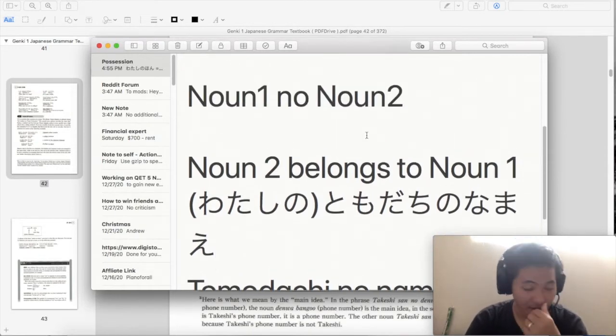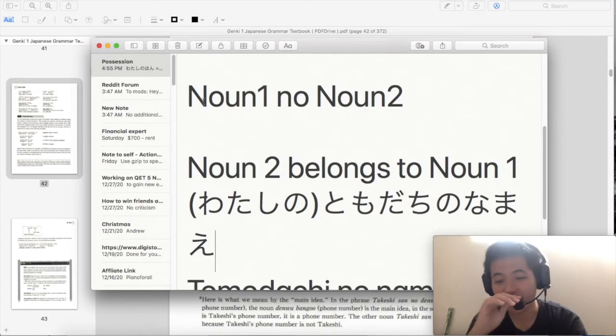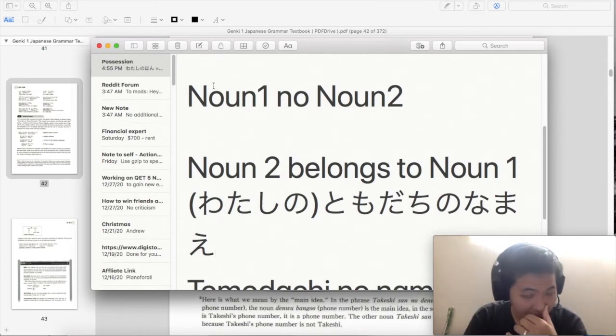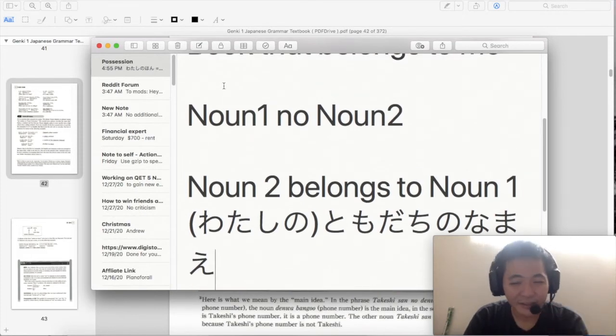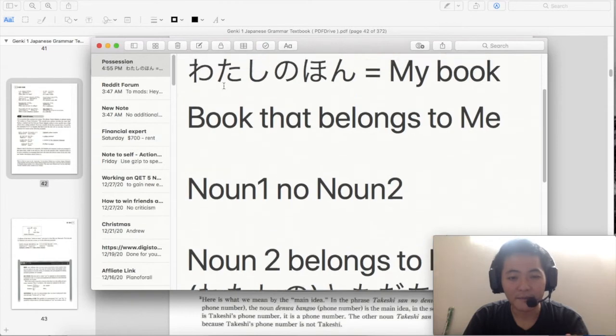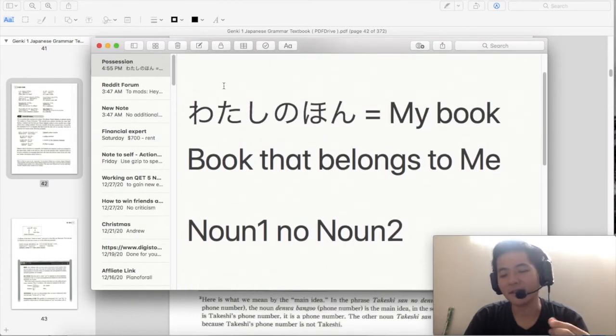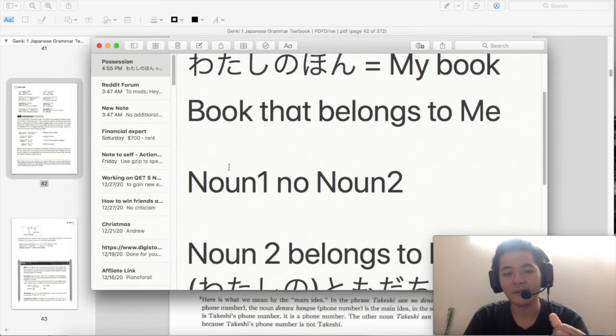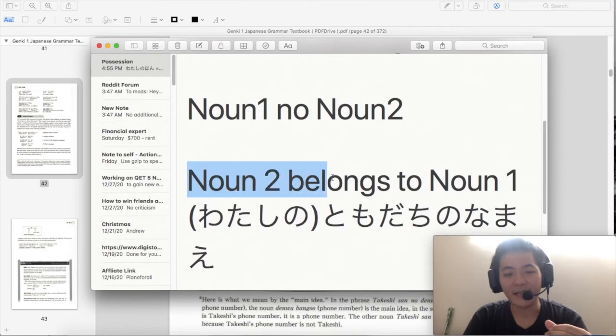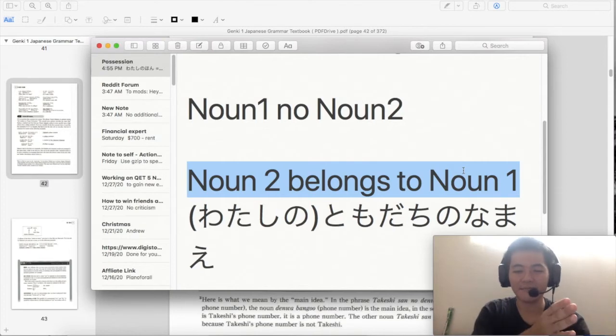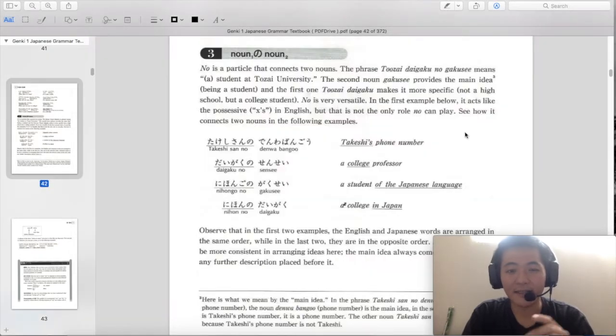What I wanted to emphasize here is that in English it is actually the opposite. That's just the way it is structured. I know it is a little bit weird, but you probably just have to get used to it, because noun one no noun two is used in this way: noun two belongs to noun one. It's kind of switched a little bit. I just wanted to go over that. That was one part, and it means the possessive particle.